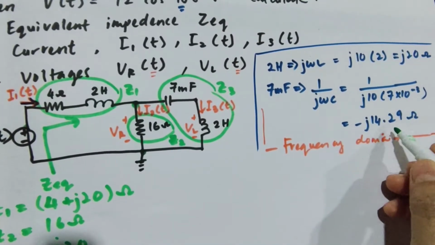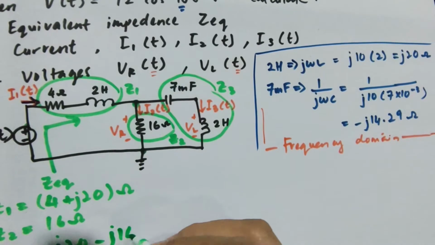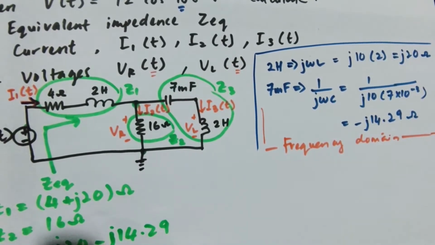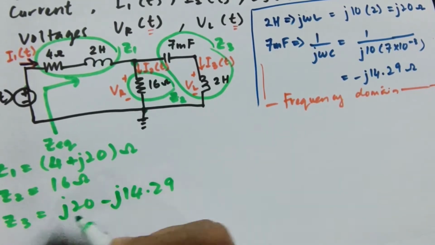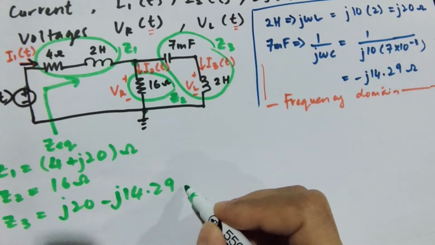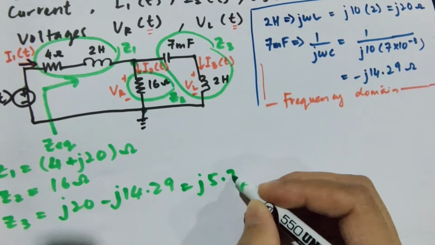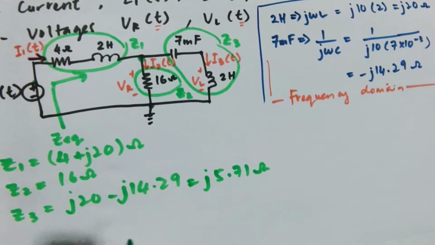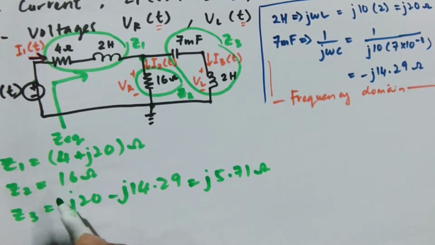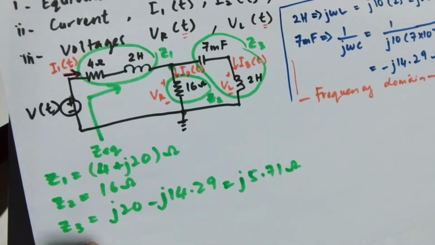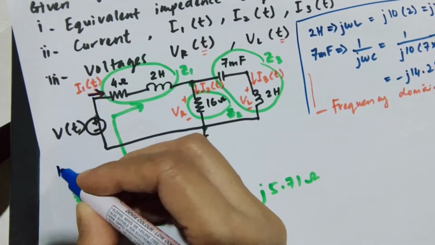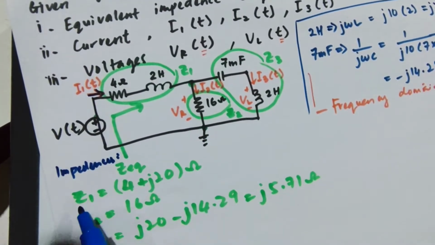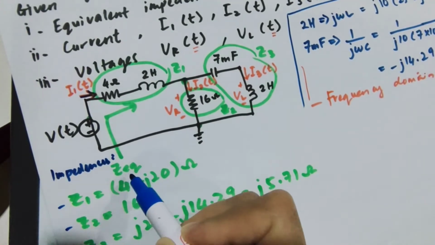j20 minus j14.29. Since both of them are in imaginary form because they have the j component in front, we can add them up. So it becomes j5.71 ohms. So these are the three components of impedance that form the resulting Z equivalent.